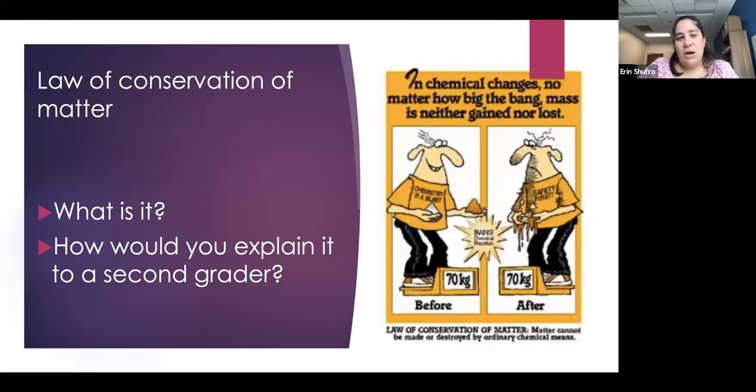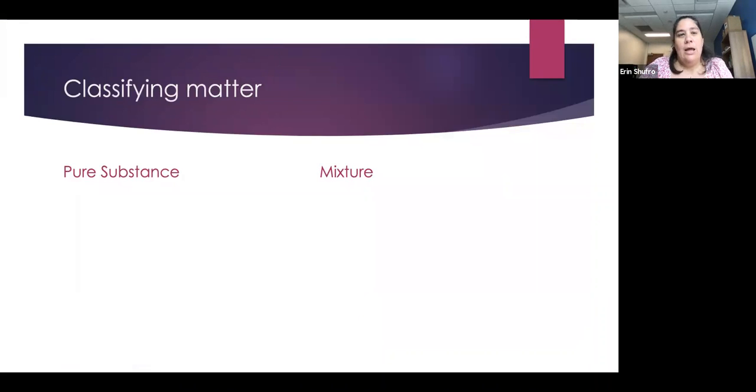Okay. So we always say, how would you explain it to a second grader? Basically, no matter what happens, whatever you had at the beginning, you will still have that same amount in the end, even if you're looking a little bit banged up and beat up. No matter how big the bang, you still have the same amount of stuff before as you do in the end, okay? You might lose some along the way, but you didn't destroy it. Okay, so now that we know that we can't destroy it, let's talk about how we classify it.